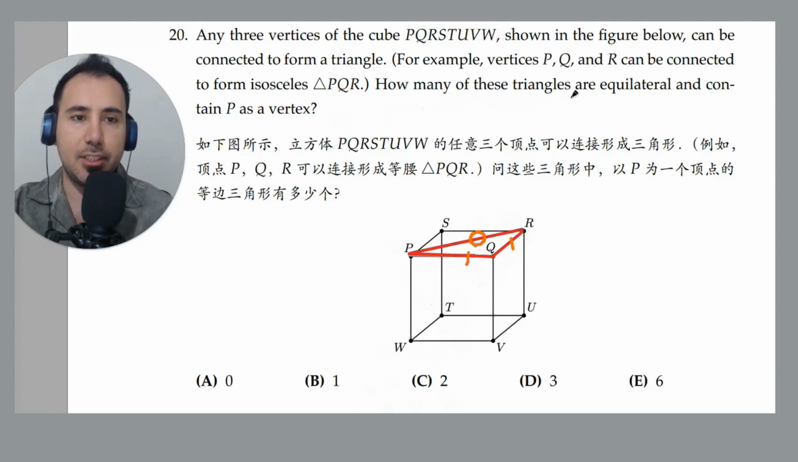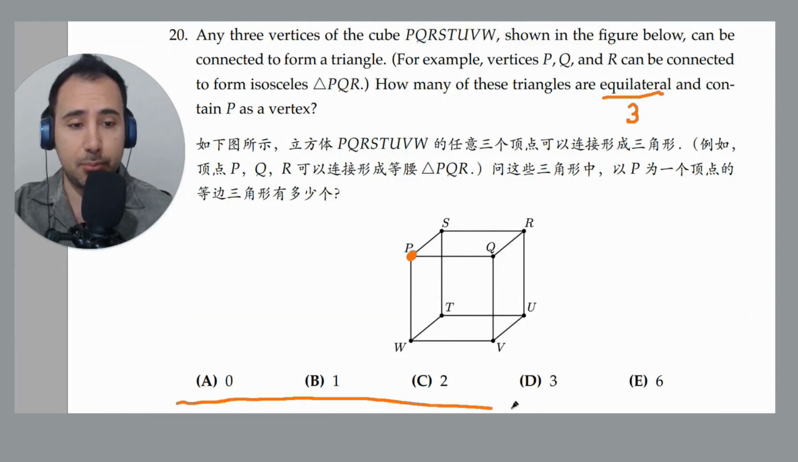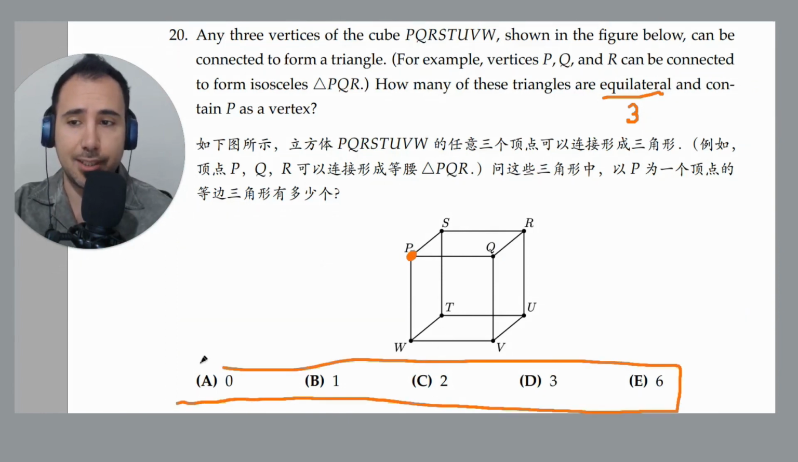How many of these triangles are equilateral? All three sides should be equal, and they contain P as a vertex. Okay, so we just want the ones that actually go from P. At this stage, it's advisable to just check the options. There really aren't that many, and 0 is even a possible option.